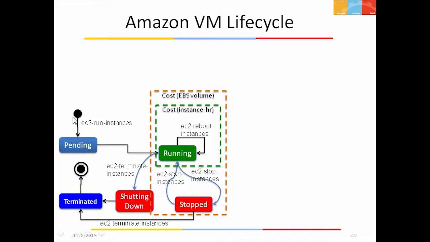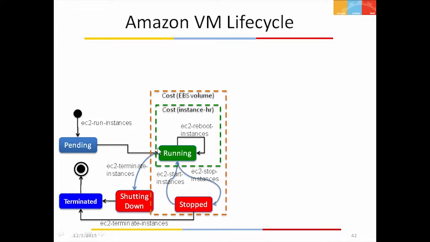So when there is a request to run an instance, EC2 run instances, then the Amazon VM goes into a pending state. Then from there it becomes running. It takes some time to become a running state, and if from the running state EC2 is rebooted, it again becomes running. From running, it can be stopped. It comes to the stopped state. From the stopped state, it can again go back to the running state.